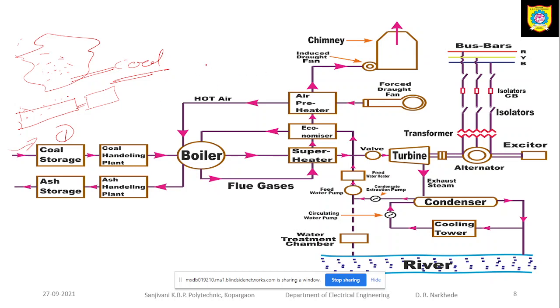The power plant nearest to us is Eklehre, Nasik. At Nasik we have a coal based thermal power plant. But if you observe, there is no coal mine near Nasik, so all the coal is transported from different parts of the country, or sometimes we import the coal from Australia and other countries, and we use that coal for burning purpose.